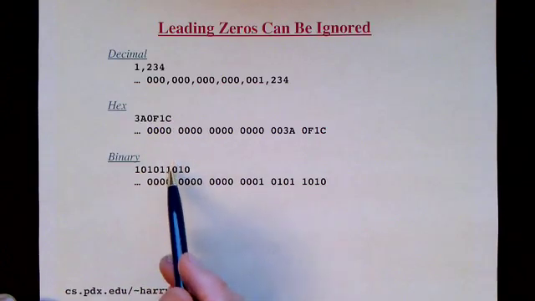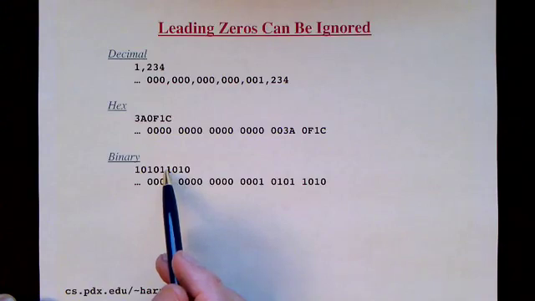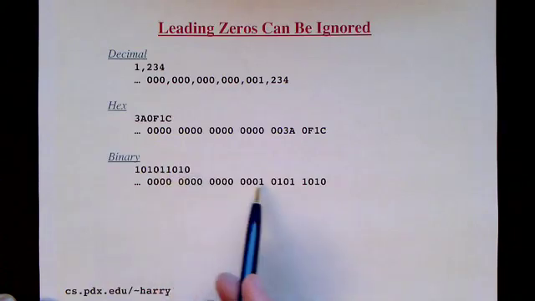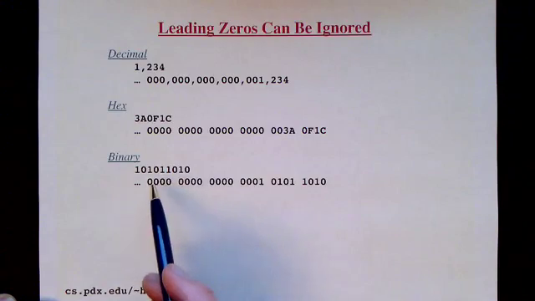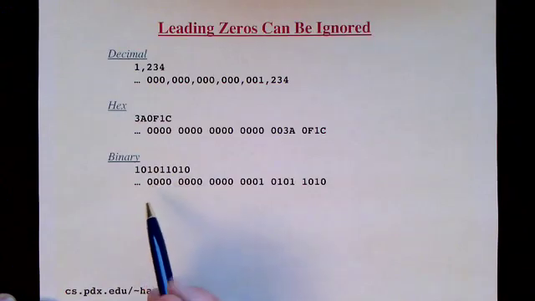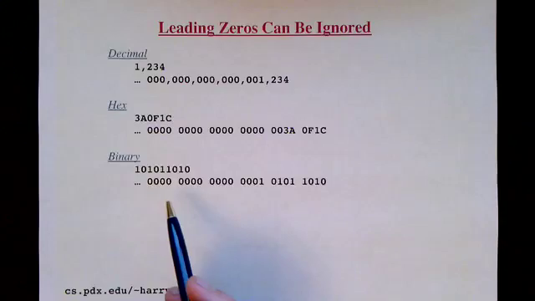And again in binary, here we've got a binary value that seems to have about 9 bits in it, and we can add zeros on the left side and it doesn't change the value. They're not significant and they can be ignored.